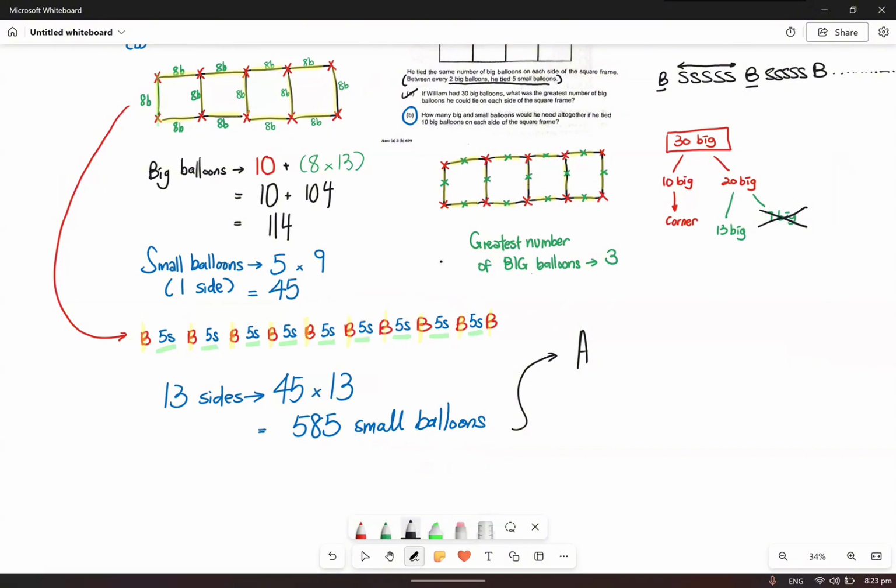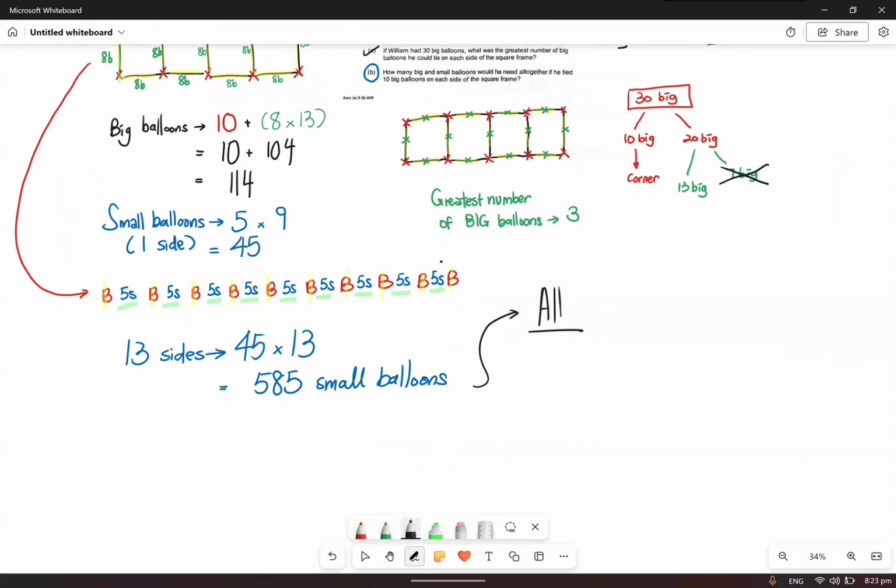So in all, I will basically have to do 114. Where do I get the 114? I got it from here. Where do I get the 585? I got it from here. Make sense? The big plus the small, and I will get to an answer of 699 balloons. And therefore, this is my answer for this question.